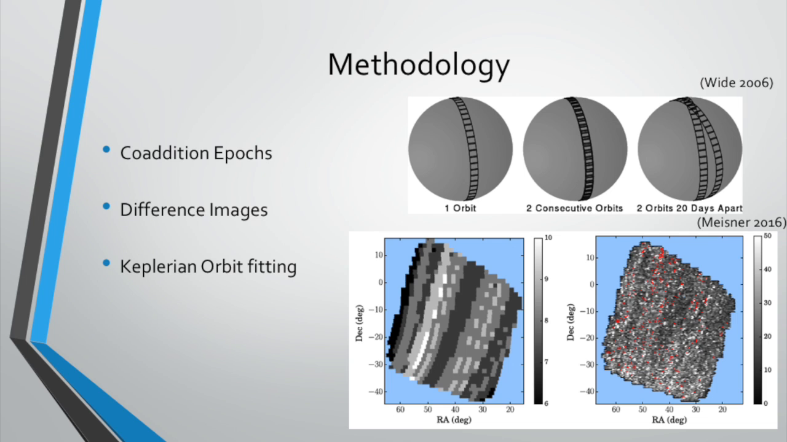After looking at all the data, the team decided to bin all of these overlapping exposures into one-day intervals, which they called epochs. The image on the bottom left shows the number of exposures as a function of declination as well as right ascension per search area.